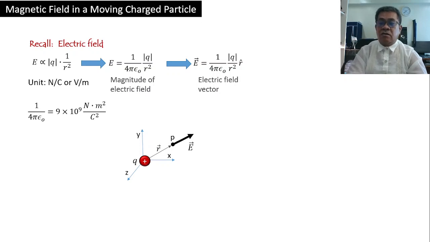The electric constant, or 1 over 4 pi permittivity, is equivalent to 9 times 10 raised to 9 Newton meter squared per coulomb squared. So in order to calculate the electric field, we only need the magnitude of the stationary charge, and then the distance from that stationary charge. Then the magnitude of the electric field can be calculated, and its direction is outward for positive, inward for negatively charged.